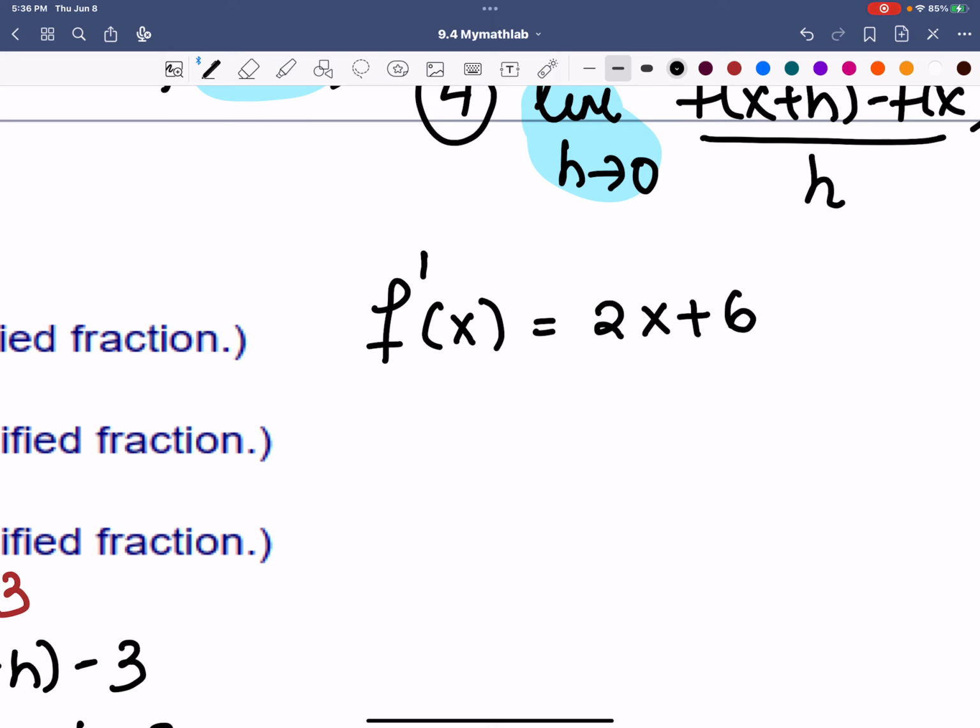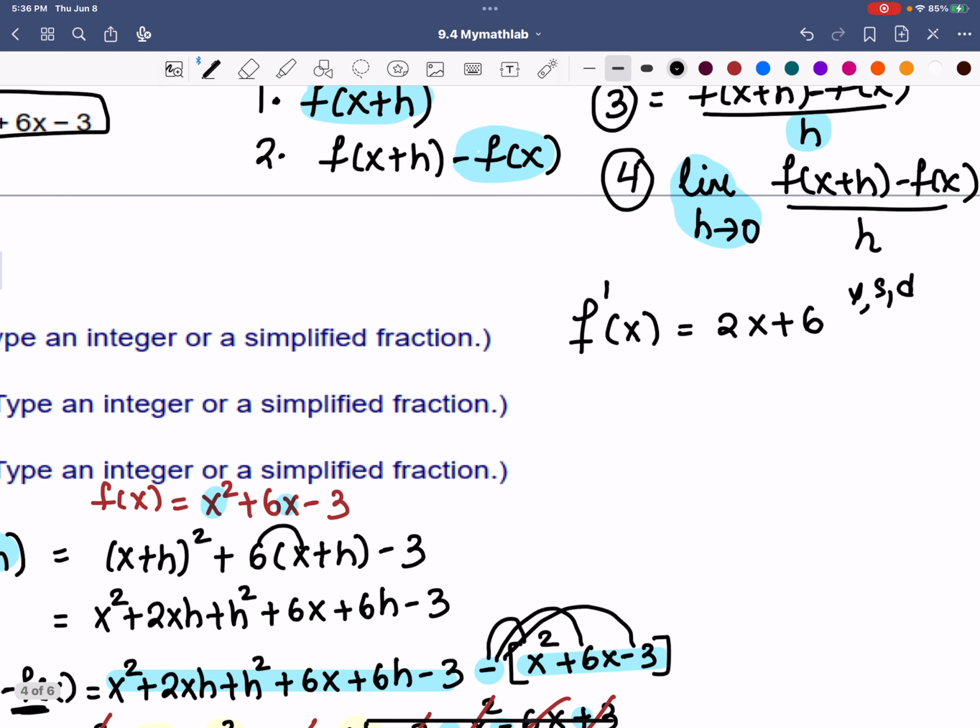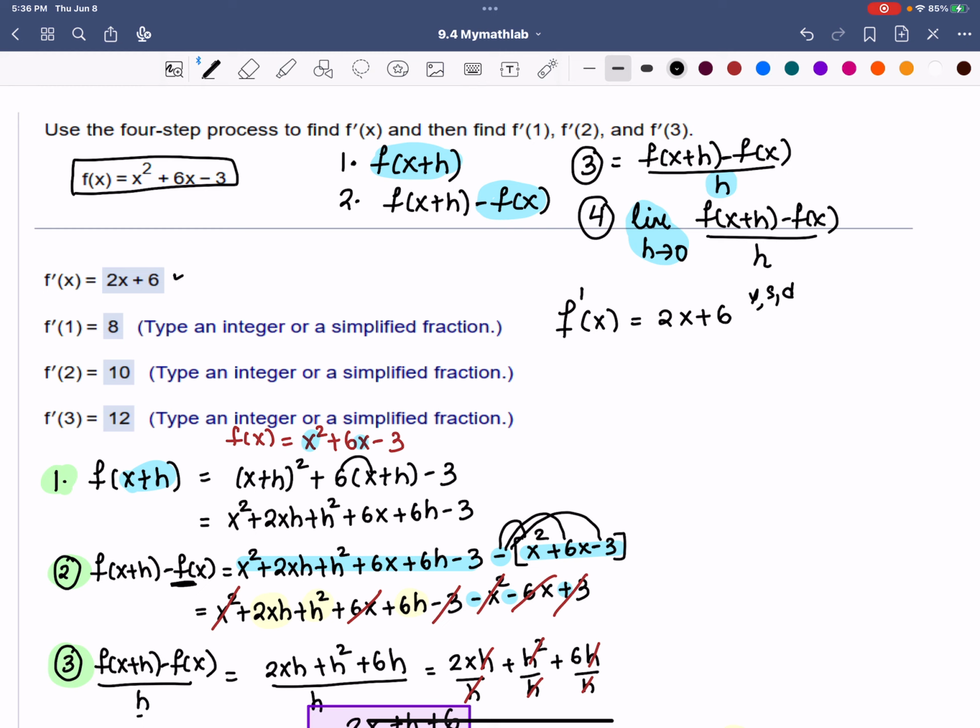Remember, again, this is your velocity, this is your slope, this is your derivative, all of this. And once I have this, let's check if the answer is right or wrong. Yes, the answer matches. Now, what are they asking me? They're saying, hey, once you have this, find f prime of 1, the derivative at 2, the value at 3. And you know what to do.